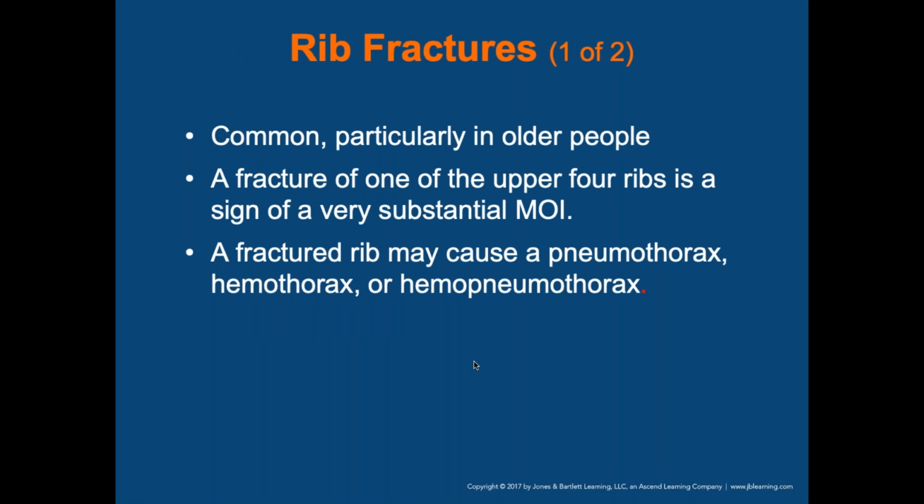Rib fractures are common, particularly in older people with falls. So a fracture of one of the upper four ribs is a sign of a very substantial mechanism of injury. Remember, those are your stronger ribs up top. A fracture may also cause a pneumothorax, hemothorax, or hemopneumo. So treat rib fractures with care. Don't move the patients around too much, and consider pain management for these. If you need to call for ALS for pain management, then do so.